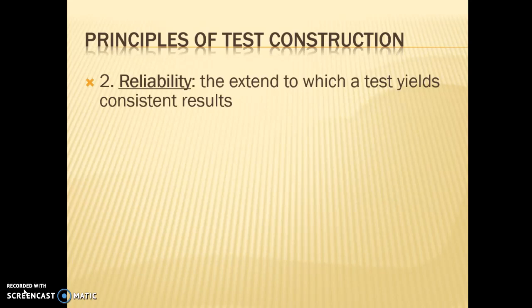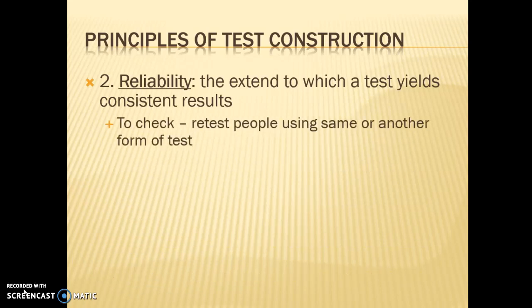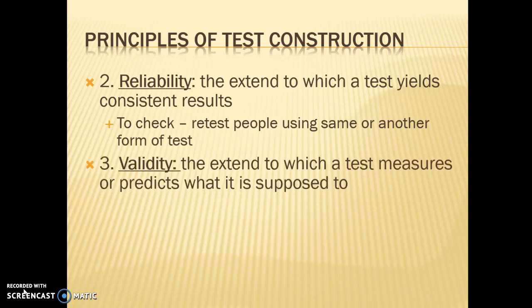Or another way that you can test reliability is using what they call a split test, where there's two halves of the test, or alternate forms of the test. So think of two questions that have to do with the same topic, like I talked about in terms of repression, as another way to decide if something's reliable, right? So you can retest people using the same or another form of the test, or you could do that split test piece.